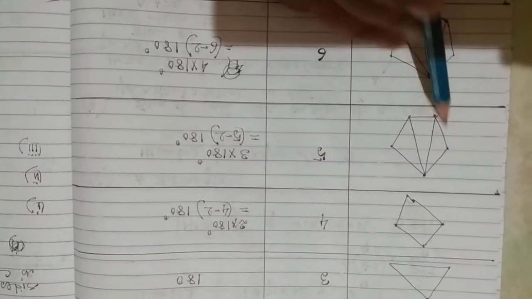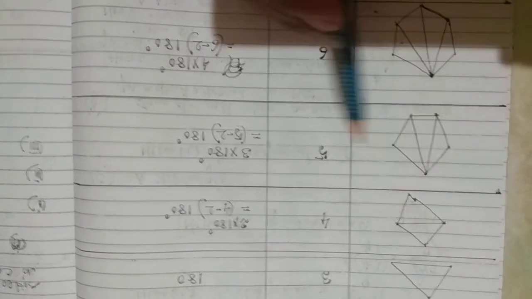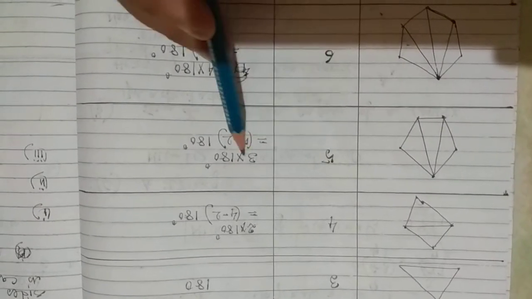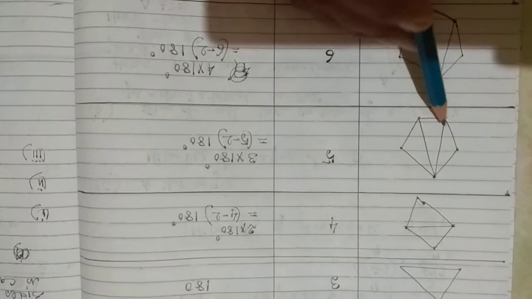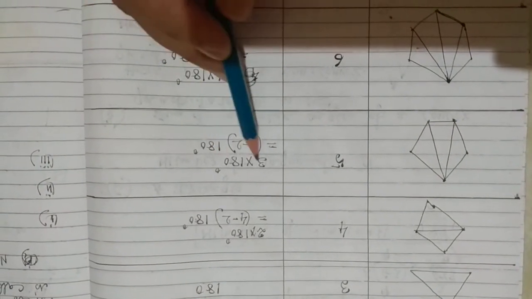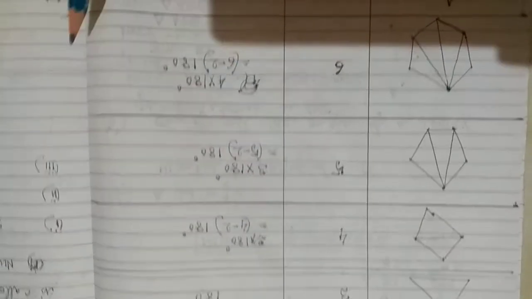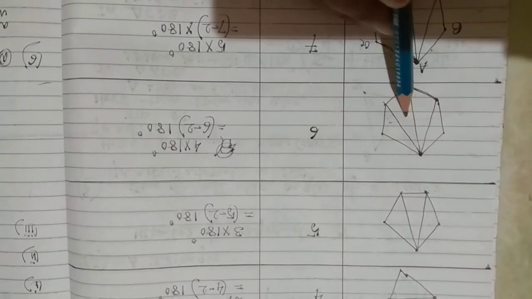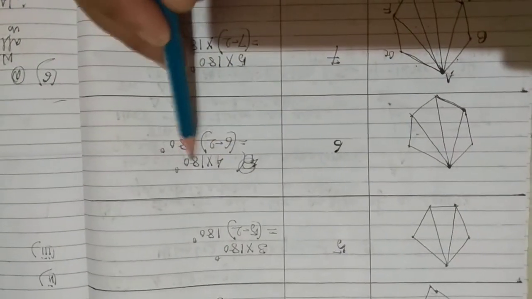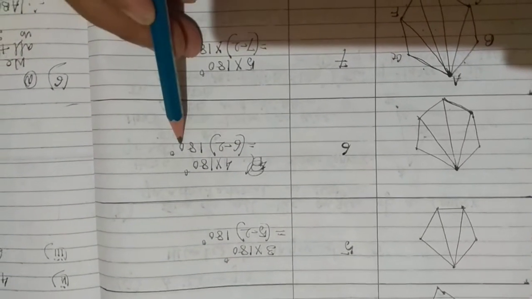When the number of sides is 5, there are 3 triangles, so the sum of all 5 interior angles equals 3 into 180 degrees. 3 can be written as 5 minus 2, so (5 minus 2) into 180 degrees. It is a hexagon, 6 sides, and there are 4 triangles, so 4 into 180 degrees, and 4 can be written as 6 minus 2, so (6 minus 2) into 180 degrees. Therefore, (number of sides minus 2) into 180 degrees is the sum of all interior angles of a hexagon.